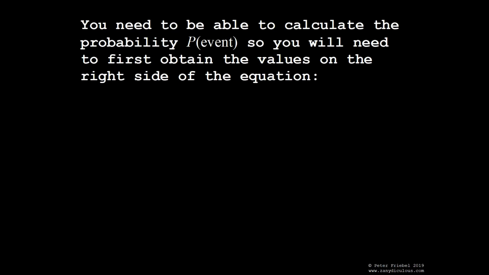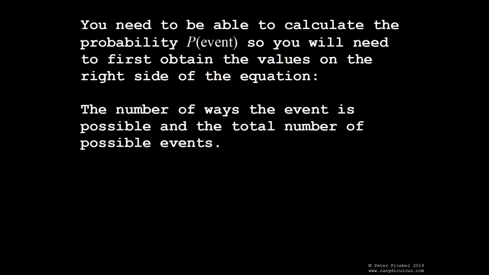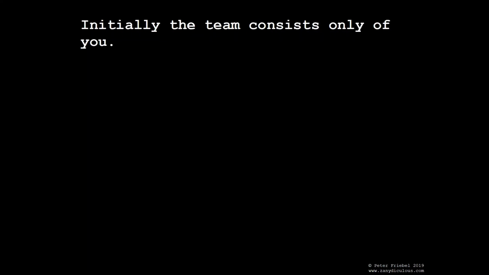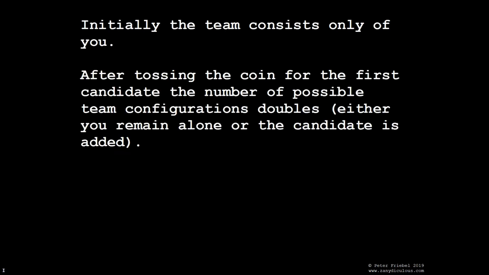You need to be able to calculate the probability, P of the event, so you will need to first obtain the values on the right side of the equation: the number of ways the event is possible and the total number of possible events. Let's start with the latter. Initially, the team consists only of you. After tossing the coin for the first candidate, the number of possible team configurations doubles. Either you remain alone, or the candidate is added.